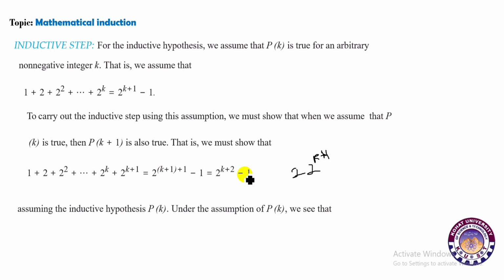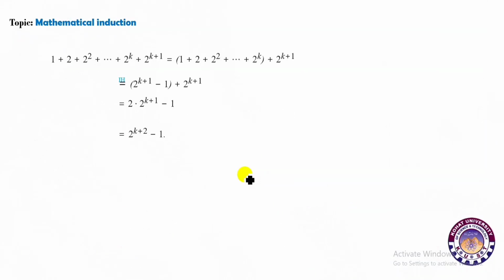Under the assumption of P(k), we see that 1 plus 2 plus 2 squared plus ... plus 2 raised to the power k plus 2 raised to the power k plus 1 is 2 raised to the power k plus 2 minus 1, and this 2 raised to the power k plus 2 you can write as 2 raised to the power k plus 1 minus 1. And this is what we wish to prove. So according to mathematical induction, we can say that we have proved the given proposition.